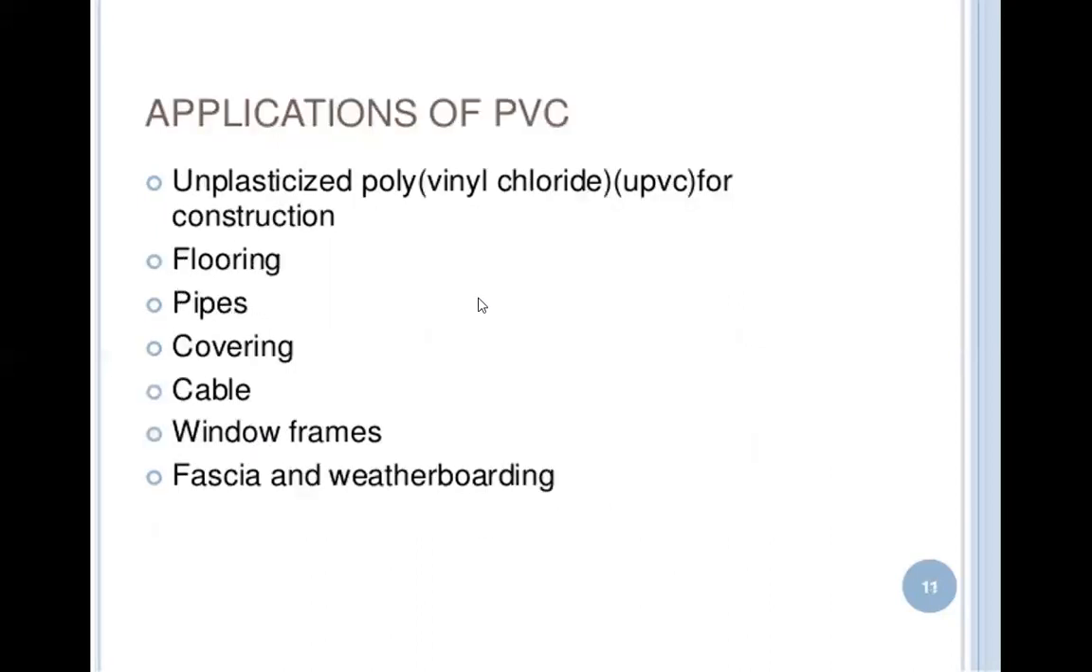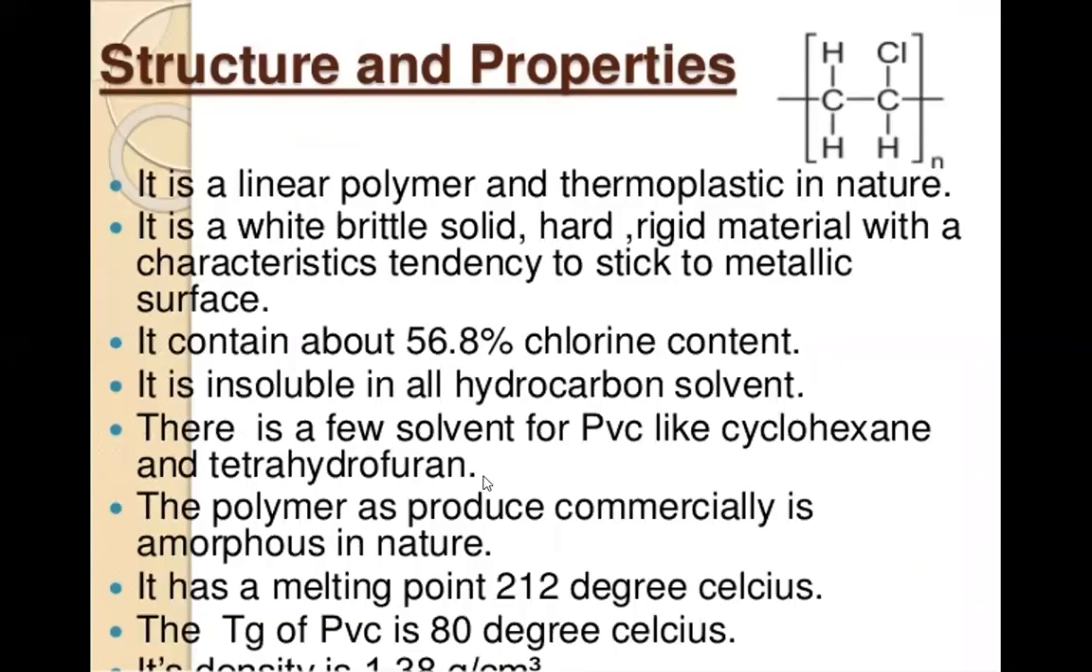And coming to the applications, unplasticized polyvinyl chloride is used for construction, and is also used for flooring, pipes, covering, cables, wheel frames, and weatherboarding. So coming to the structure, it is a linear polymer and thermoplastic in nature, a white brittle solid, rigid material with a characteristic tendency to stick to metallic surfaces.